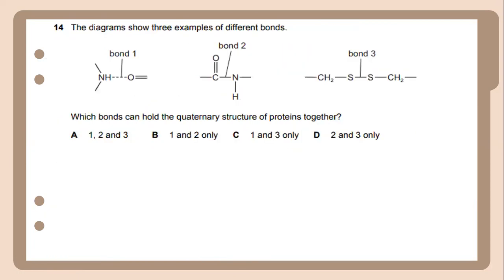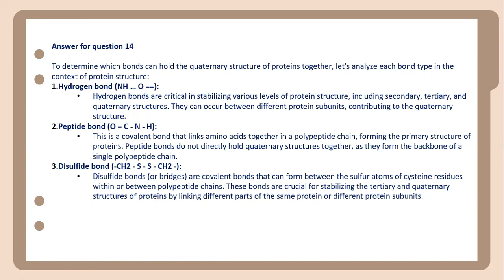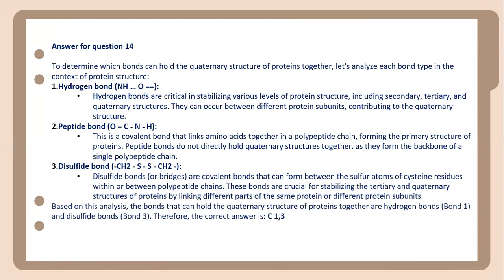Number 14, the diagram shows 3 examples of different bonds. Which bonds can hold the quaternary structure of protein together? So the answer for this question will be C, 1 and 3. 1 is hydrogen bond. Hydrogen bonds are critical in stabilizing various levels of protein structure, including secondary, tertiary, and quaternary structure. This can occur between different protein subunits, contributing to the quaternary structure.